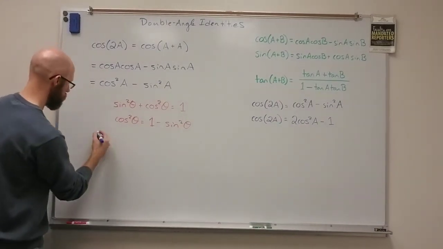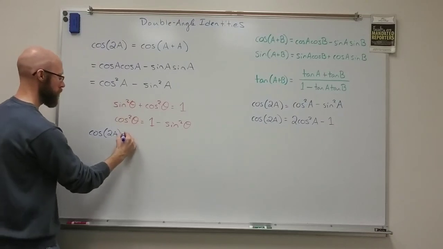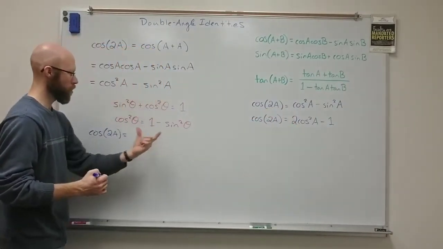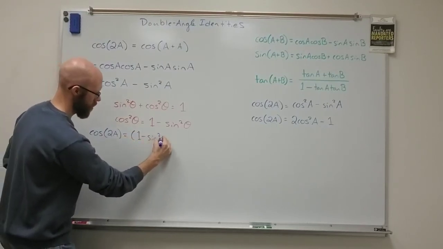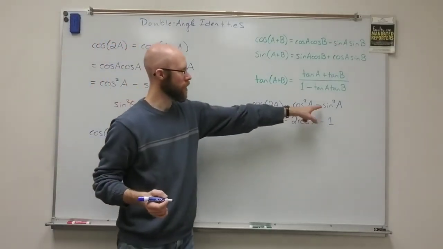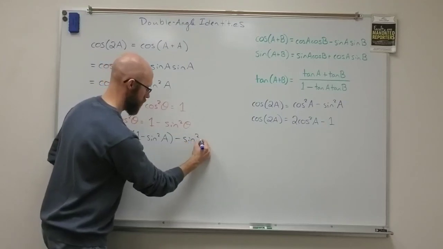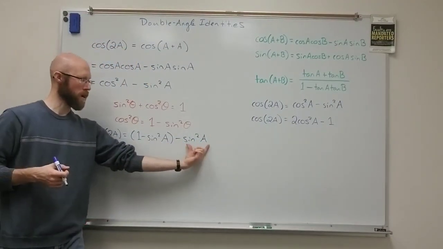And so I would have the cosine of 2a equals, instead of cosine squared, I would have 1 minus sine squared. And we'll replace the theta with an a. And then minus the sine squared. All right, so this is essentially cosine squared minus sine squared still.